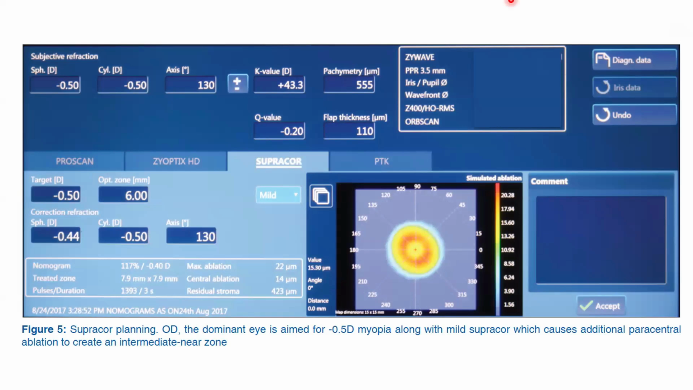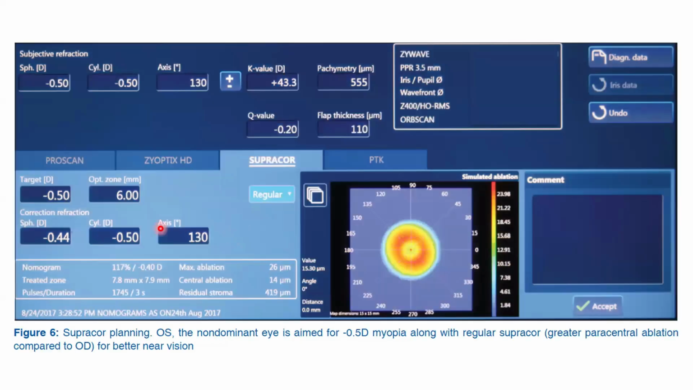This is the supracore user interface in which we are selecting the supracore option. This is the mild supracore version because this is the dominant eye. In the dominant eye, the target here is minus 0.5 diopters. This is the ablation profile. Maximum ablation is around 22 microns. Central ablation is 14 microns. We are ablating less in the center to create a small amount of hyperprolate area in the center. So the ablation in the center is lesser, and in the mid periphery it is higher.